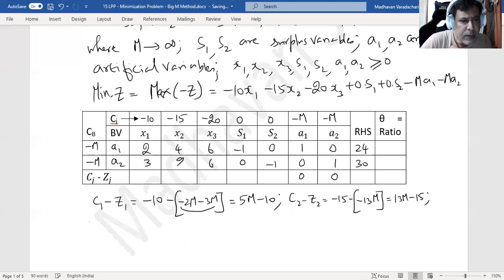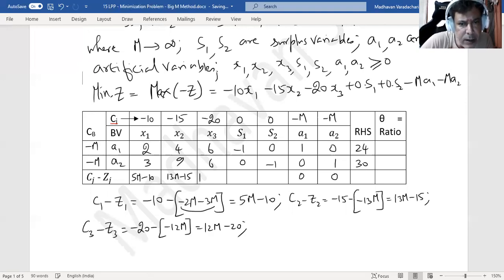Then next one, C3 minus Z3. C3 is negative 20 minus, so minus M into 6. So let me write whatever we have already calculated. This is 5M minus 10. This is 13M minus 15. And next one, minus 20 times this one, if you look into it, is minus 6M, minus 6M. So it becomes minus 12M. Ultimately, it is 12M minus 20. Let me write that, 12M minus 20.